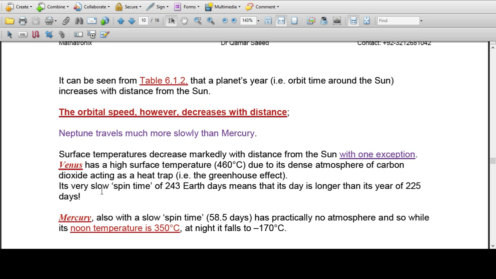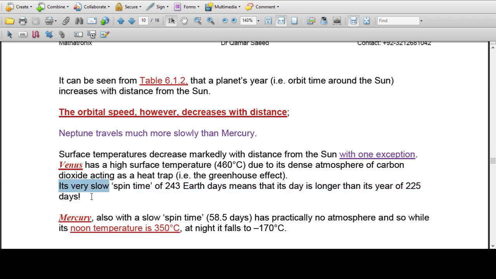Its spin time is very slow, 243 Earth days. That means its day is longer than its year of 225 days. So its spinning time is more than its revolution time, which is very important.